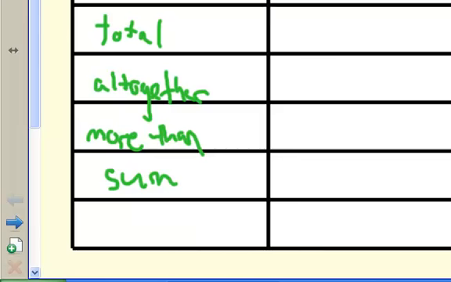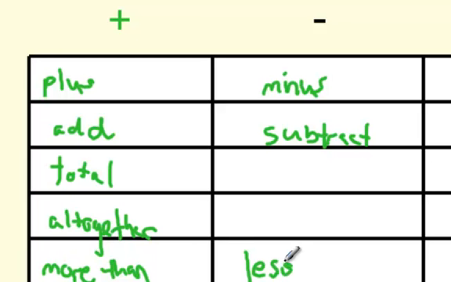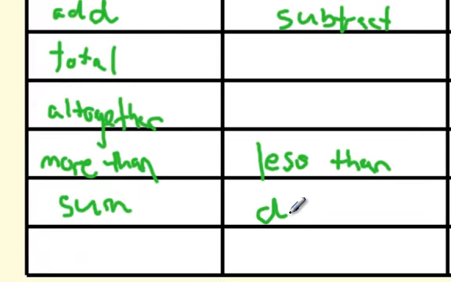So when we do the minus sign, there's a lot of things that we can just pull right from our list on the left right there. The opposite of plus is minus. The opposite of add is subtract. The opposite of more than is less than. Less than, that's a little bit trickier. So we'll go over that one in a little bit more detail in just a second. We could also say, similar to the sum, we have a difference. The answer to a subtraction problem is known as the difference.